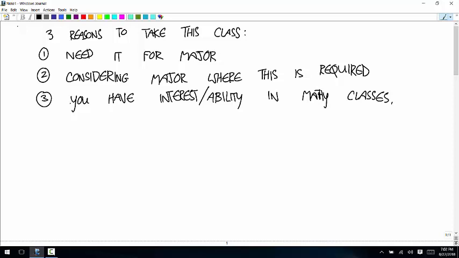But if you don't have a special interest in mathy type classes and you're just taking this to get a science requirement fulfilled, Normandale has different levels of physics classes. There's kind of 3 different levels. So you might want to consider taking, here are the other options for getting your science requirement.